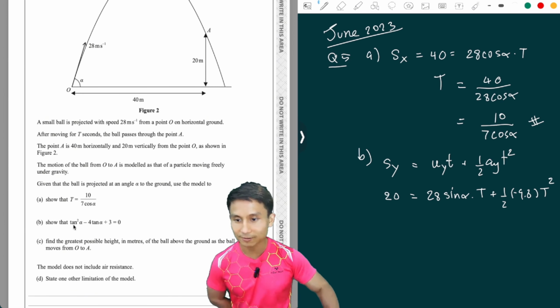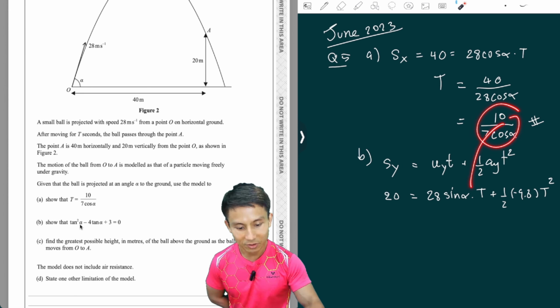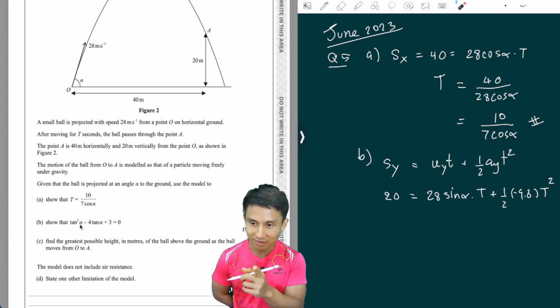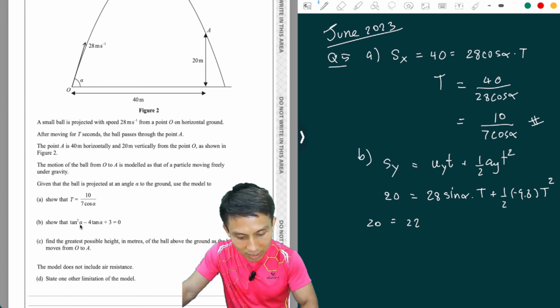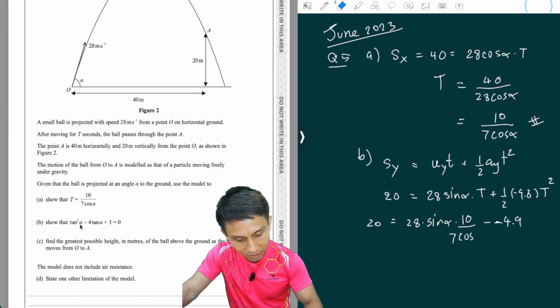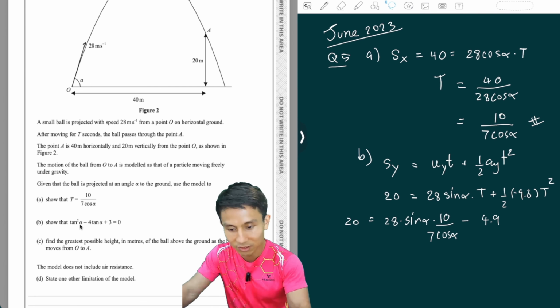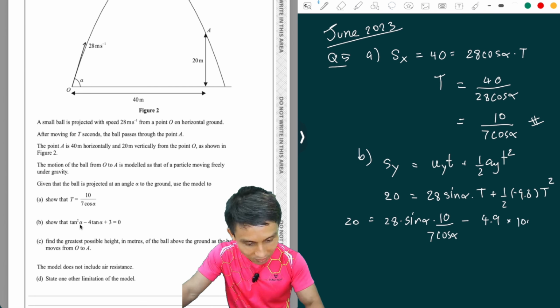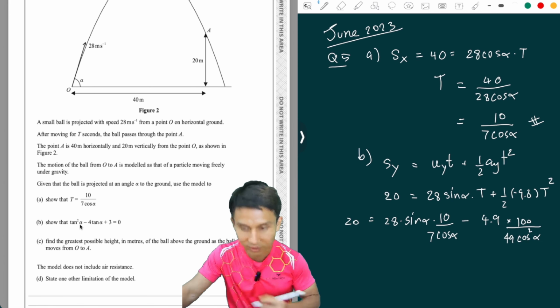Let's see, so we need to show that this is quadratic. It seems like we need to substitute this whole thing into the t because we don't have the t in that equation in part B. So I'm just going to do 20 equals 28 sine alpha times 10 over 7 cos alpha, and that's going to make 40 there, plus, if you simplify the numbers there, you get minus 4.9. Sorry, so that will be a minus. And then t squared, where t is again 10 over 7 cos alpha. So it's just going to be 100 divided by 49 cos squared alpha.